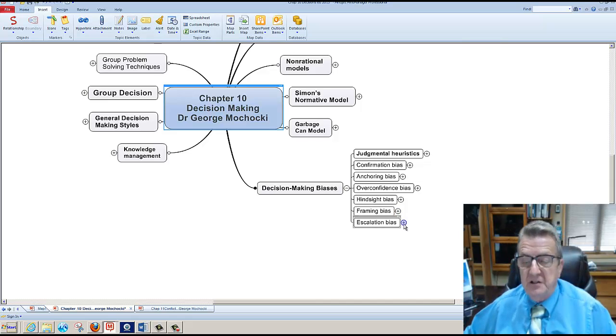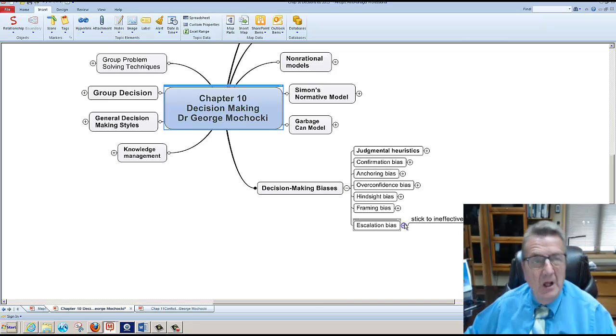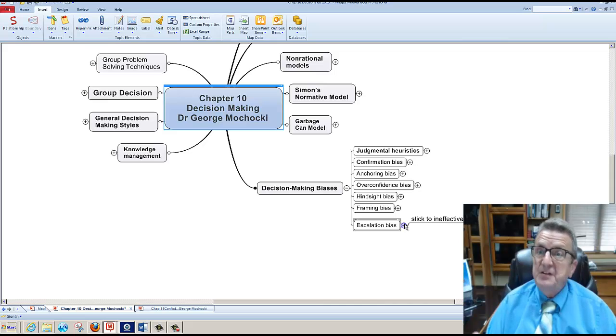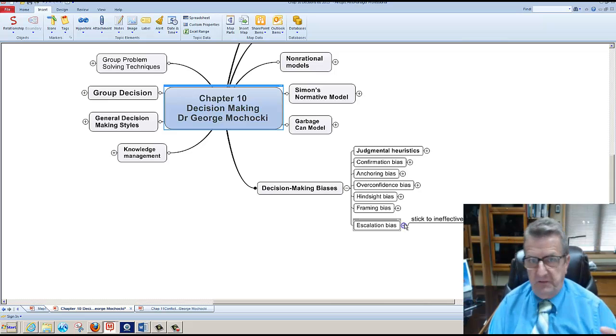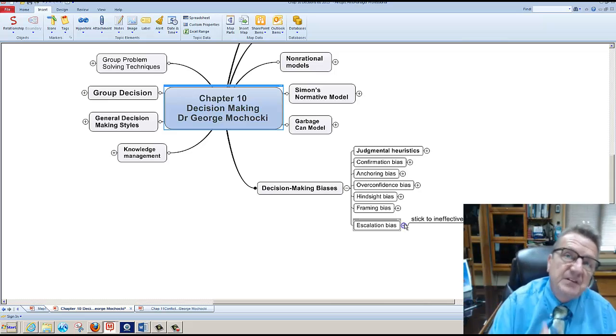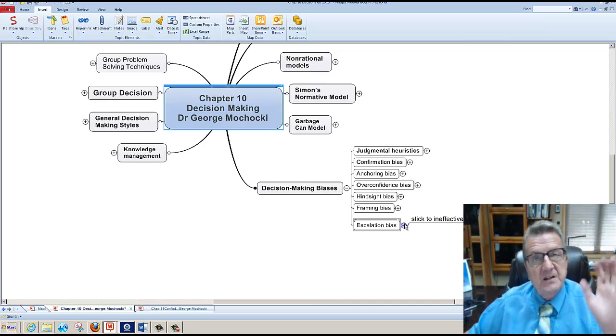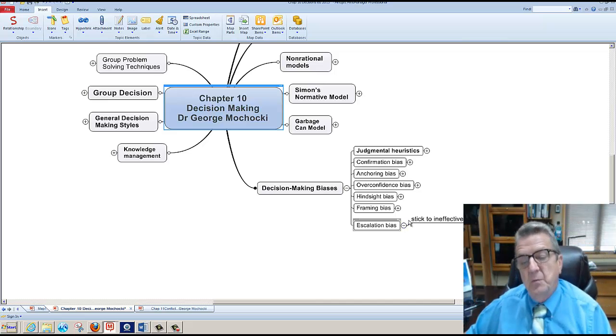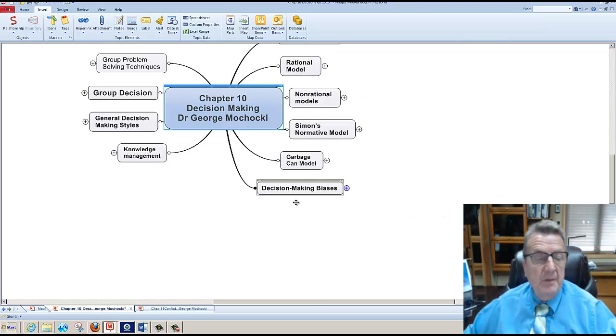Okay, and then escalation bias. This is one you have to be careful of. Because I put so much money into the process and everything else, and it turns out that my decision is wrong, I think, hey, I spent all this time, I don't want to look bad, so I keep sticking to the ineffective course of action instead of saying, let's cut our losses and just move on. Okay, so that's some of the biases.